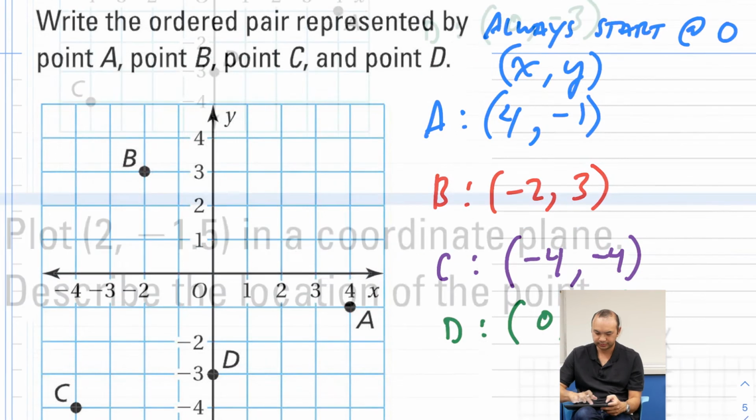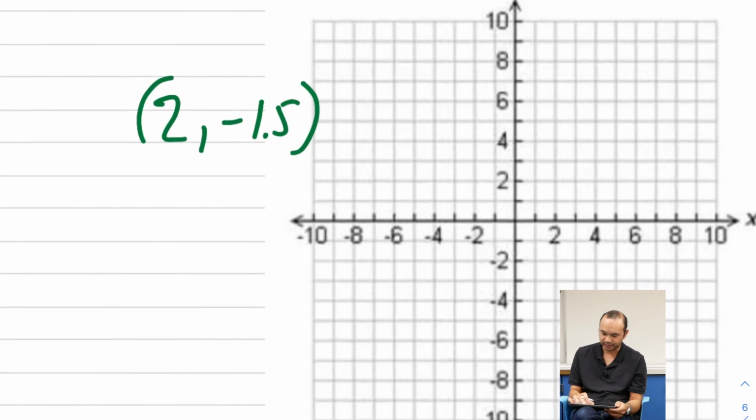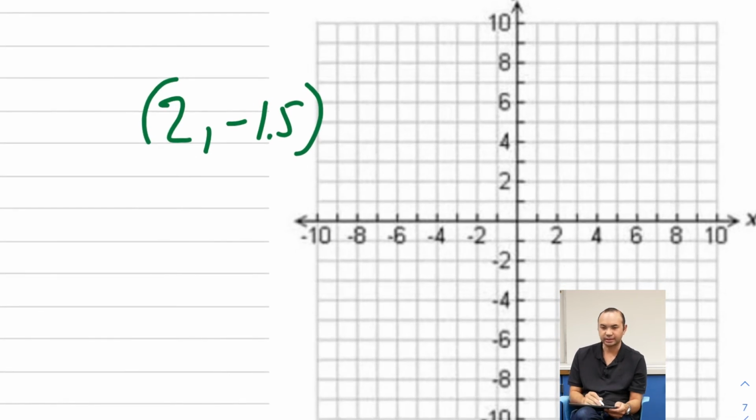Okay, let's move on. Now it says plot 2, negative 1.5 in the coordinate plane. Describe the location of the point. So 2, negative 1.5. I'm going to zoom in a little bit here. So 2, that's the x coordinate. So I'm going to go 2 to the right. And down negative 1.5.